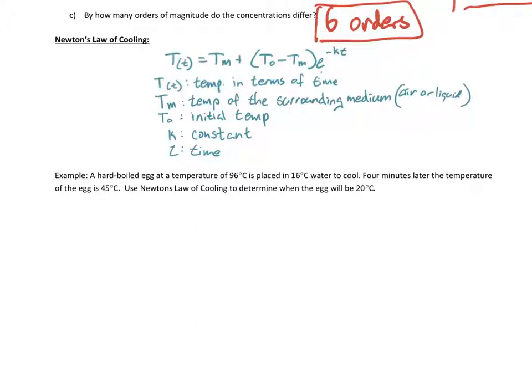So we got to pull out what we've been given in this problem and figure out how we're going to attack the answer here. A hard-boiled egg is at a temperature of 96 degrees. I'm going to say that is the initial temp, because we're then transferring it into this cold water. So the cold water is then the temperature of the medium around the egg that makes it change its temperature. So we have 16 degrees Celsius. Well, I'm collecting my information here. So that is T sub m. 4 minutes later. Well, that's time.